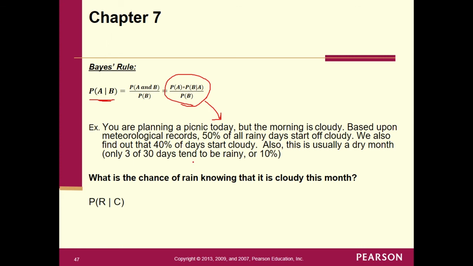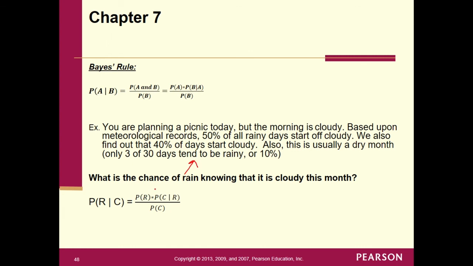So in other words, what are we trying to figure out? We're trying to figure out the probability of rain given that we wake up and it's cloudy. Well, okay, we're going to use that formula right there. So the formula would be the probability of rain times the probability that it's cloudy given rain, over the probability that it's cloudy. And all that stuff is in the problem right there.